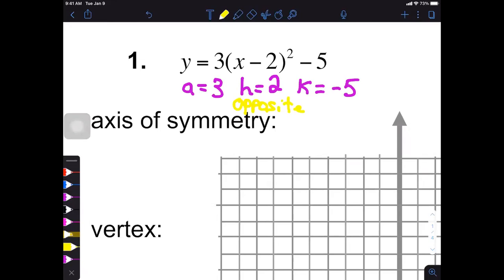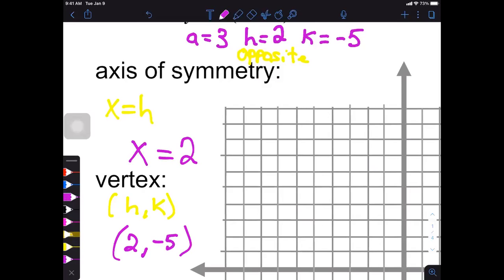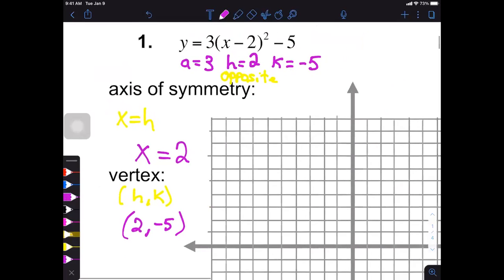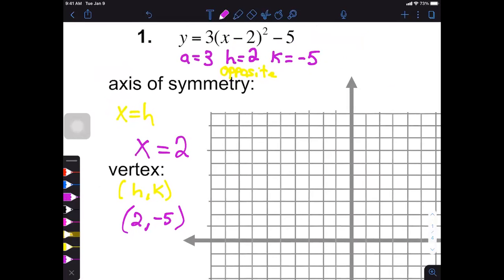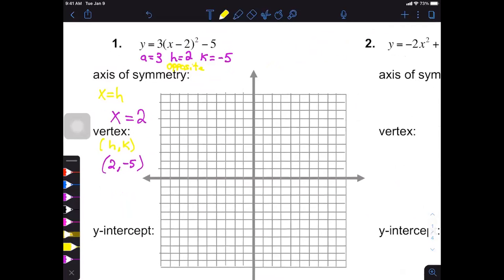Once we go there, we do our axis of symmetry. Just to review, the axis of symmetry is X equals H, and then the vertex is H comma K. So these 2 are given to you. They're easy. We've been doing these. So we have X equals 2, and then we have (2, -5) as your vertex. That's why graphing with the vertex form is pretty easy, because these are all given to you. The y-intercept is the only one you have to do a little bit of work.